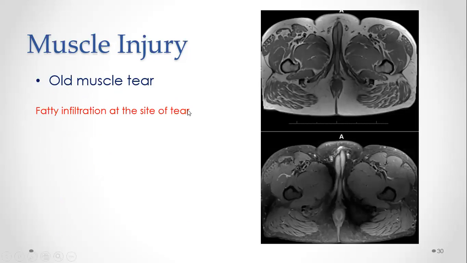Chronic muscle injury, however, is different. As I mentioned earlier, all you see is muscle atrophy with fatty infiltration. So if we compare here the right and the left rectus femoris muscles, we see there is muscle atrophy and fatty infiltration on the right side. And this is how chronic muscle injury looks.